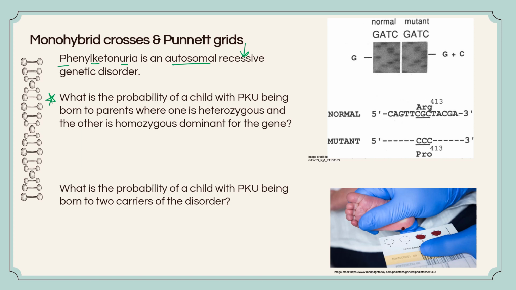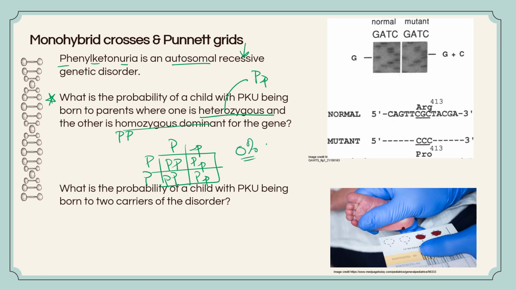Let's write those genotypes. Heterozygous, one of each. I'm going to use P's. And then homozygous dominant, I'm going to use, again, P's. When we cross those two, what we get is big P, big P, big P, big P, big P, little p, and big P, little p. What this means is that there is a 0% chance of a child with PKU, or phenylketonuria, because it is autosomal recessive. The only way to be born with this disorder is to be homozygous recessive.